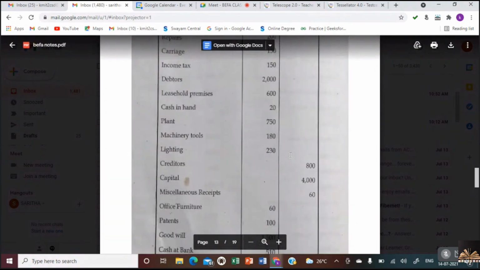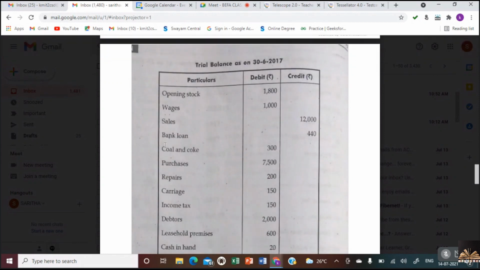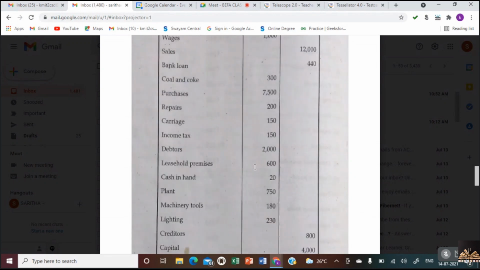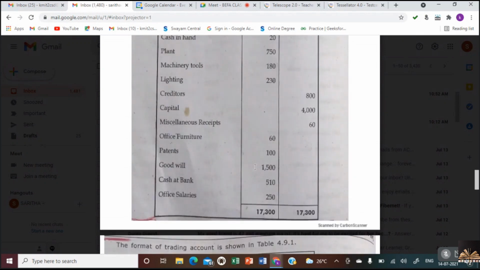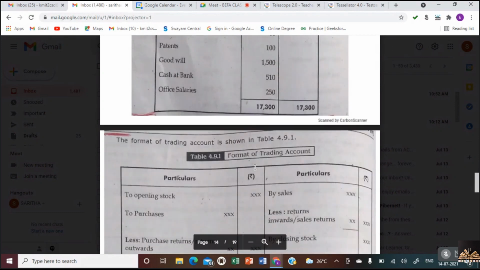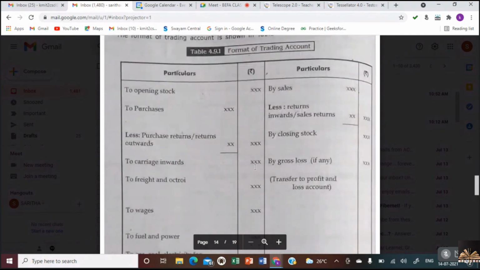See here, this is the trial balance, and for each thing we have the closing balances: cash balance, carriage, debtors, like that. We will have the closing balances in the trial balance. So in the case of final accounts, the last step in unit 4, preparation of final accounts, what are the 3 accounts we prepare? Trading account, profit and loss account, and balance sheet.